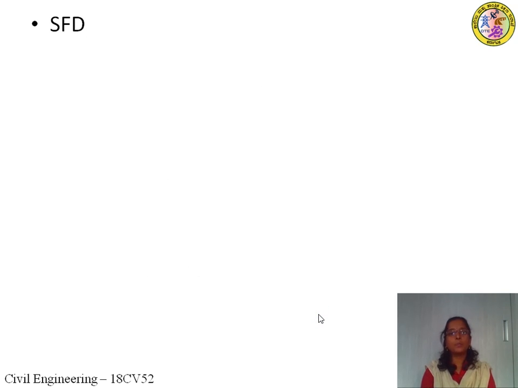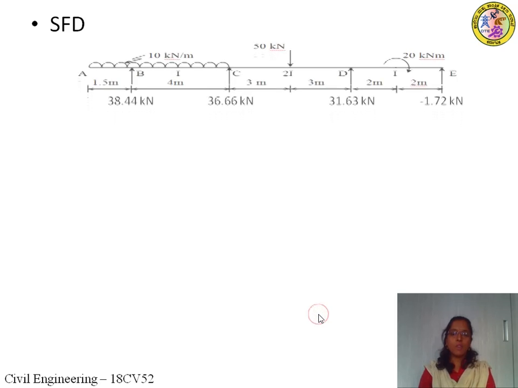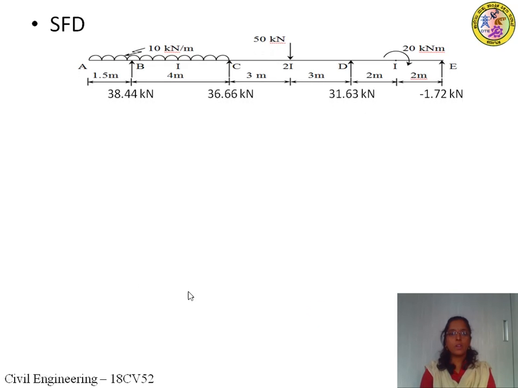So next we'll plot the shear force diagram. SFD is plotted by using the applied loads as well as the reactions. So Rb 38.44, RC 36.66, RD 31.63 and RE minus 1.72. Okay. So to draw the shear force diagram, draw the baseline. Let us start from the left of A.